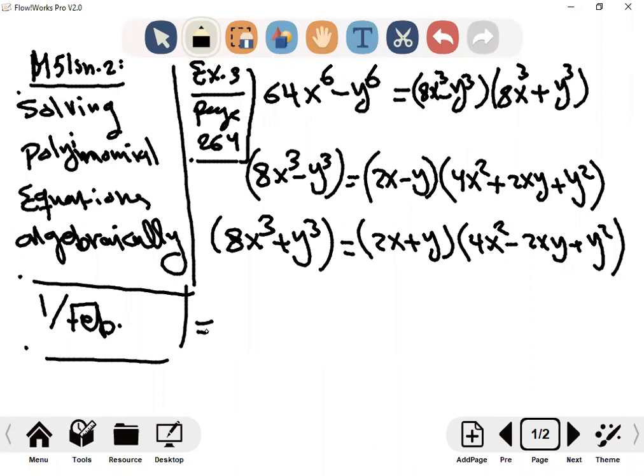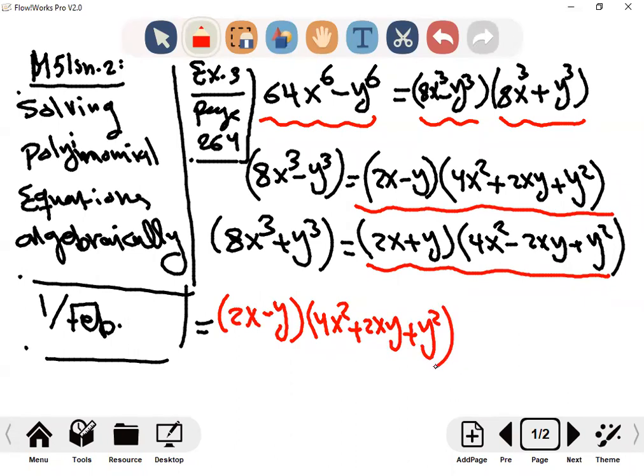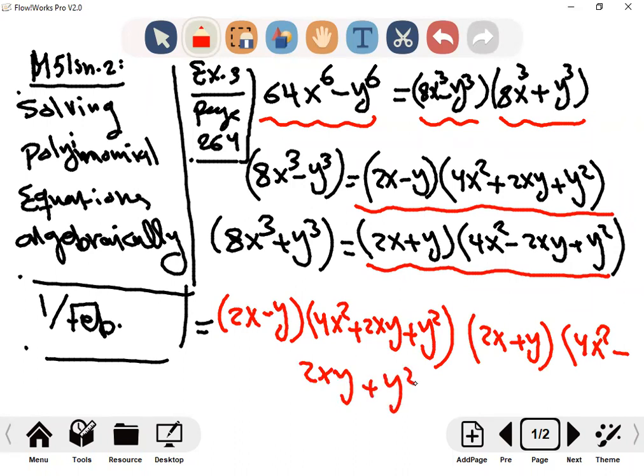Focus now. This we have read here, this equals this, multiply this, right? Now, the first parenthesis equals this. The second parenthesis equals this. Now, I need to put them all together. So the final answer: the first one, 2x minus y, multiplied by 4x power 2 plus 2xy plus y power 2. This is the first parenthesis. The second parenthesis? 2x plus y multiplied by 4x power 2 minus 2xy plus y power 2.